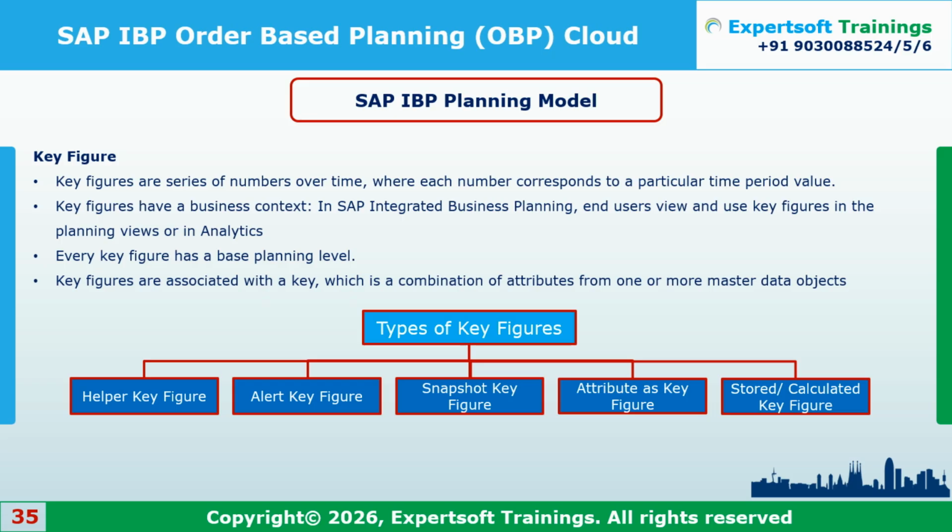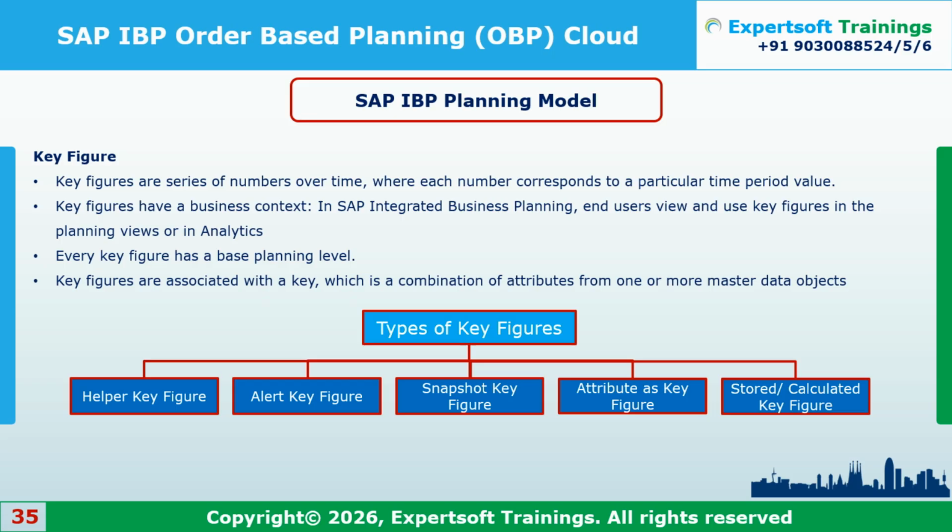And the next thing is the alert key figure. If you want to define any alert based upon a certain condition, you will use the alert key figure. An alert key figure has two outputs: one is 1 and the other one is 0. So the alert key figure doesn't have any characteristics. It will be determined based upon whatever condition you have mentioned in the calculation, and accordingly it will throw an output of either 1 or 0.